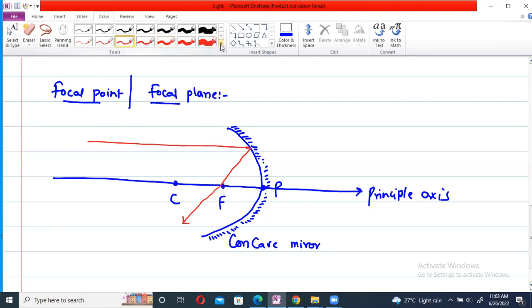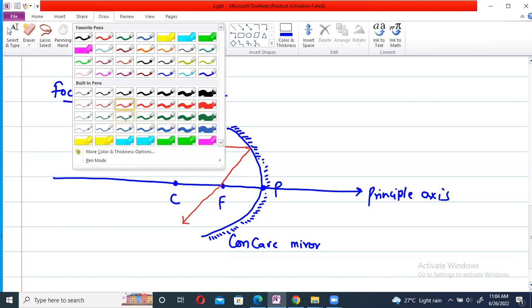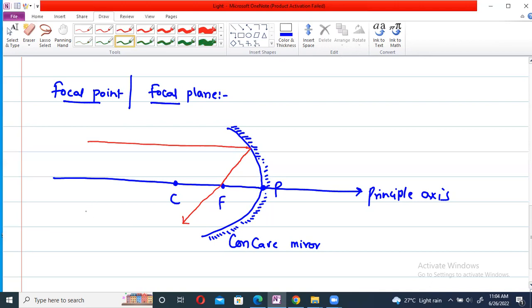Suppose I take another one, let us say this one. It is another ray of light which is parallel to the principal axis and incident on the mirror. After being incident on the mirror, it is reflected, and this reflected light also passes through a common point on the principal axis.